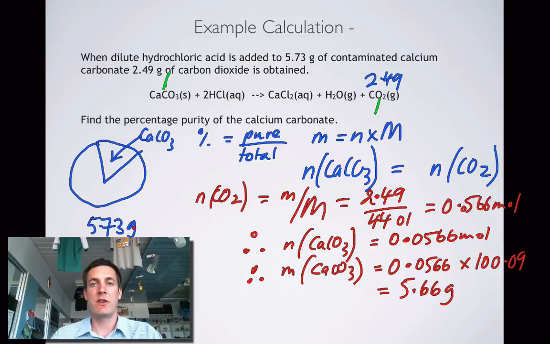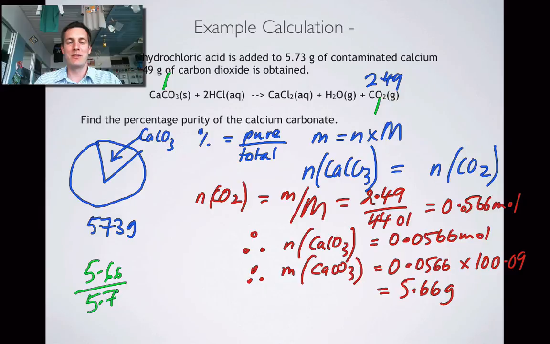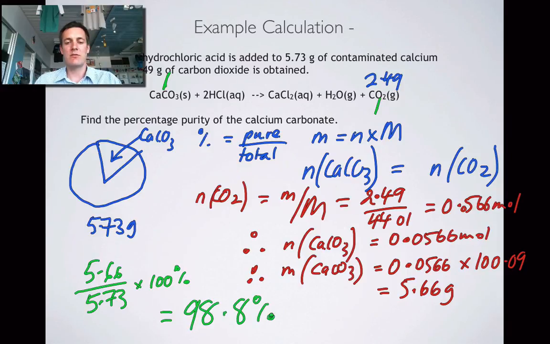So let's go ahead and find the percentage purity. 5.66 over 5.73. If you can't do this, I'm quite worried about your maths. I'm sure you all can. It's that times 100%. Put it into your calculator, and what do you get? You get 98.8%. As with all calculations, I'm doing things to 3 significant figures here because that's all you need to do in an exam. Don't bother writing out millions and millions of significant figures in your calculations.